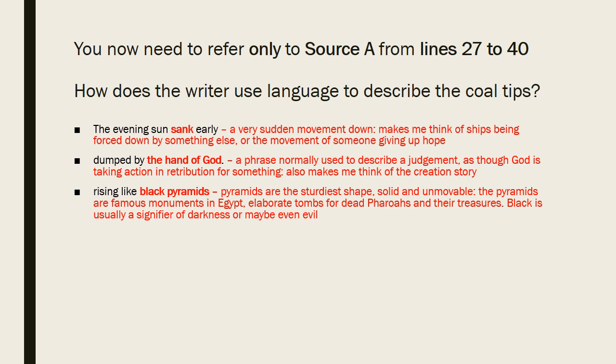And then I add in black, calling them black pyramids. Well, black is usually a signifier of darkness, or maybe even of evil. So we've got the sturdiness, we've got the elaborate tombs, we've got black as a signifier of darkness, or maybe even evil.